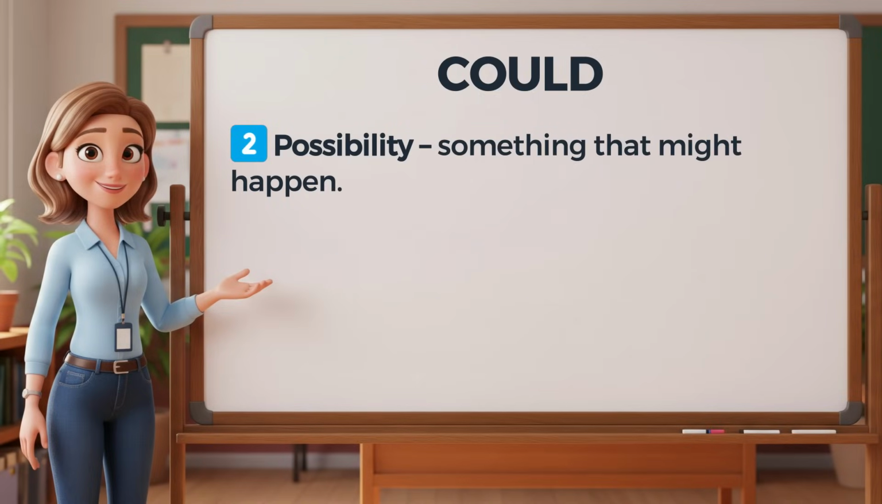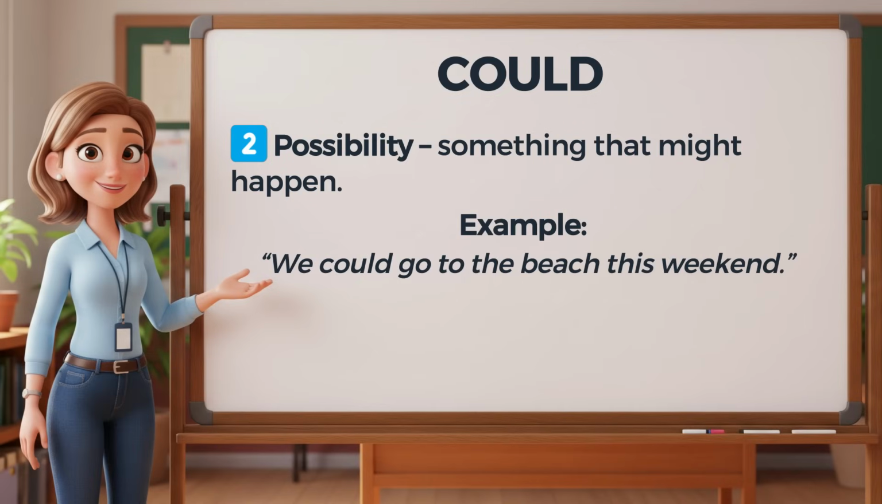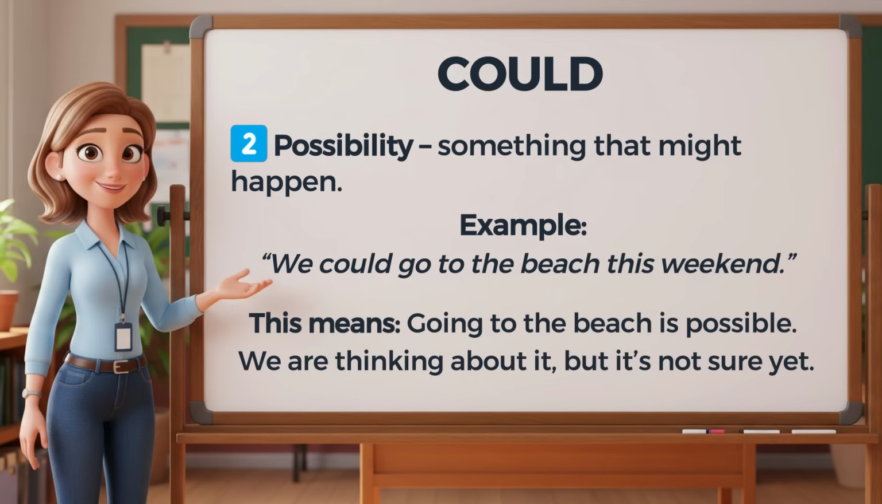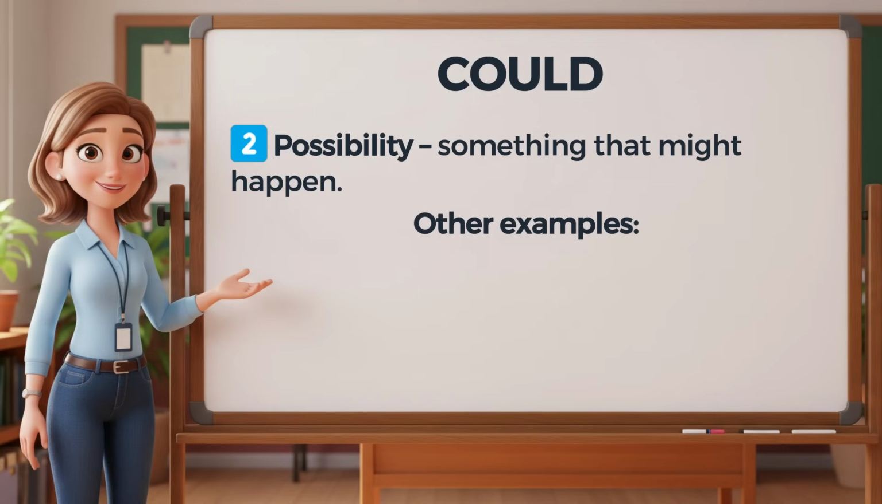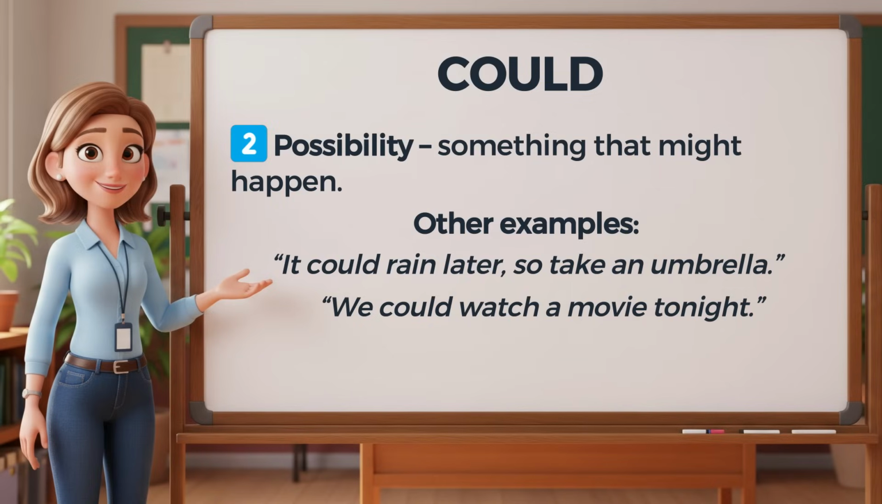Second, for possibility, when something might happen. We use could when we talk about something that is possible in the future. Example: we could go to the beach this weekend. This means going to the beach is possible. We are thinking about it, but it's not sure yet. Other examples: it could rain later, so take an umbrella. We could watch a movie tonight.